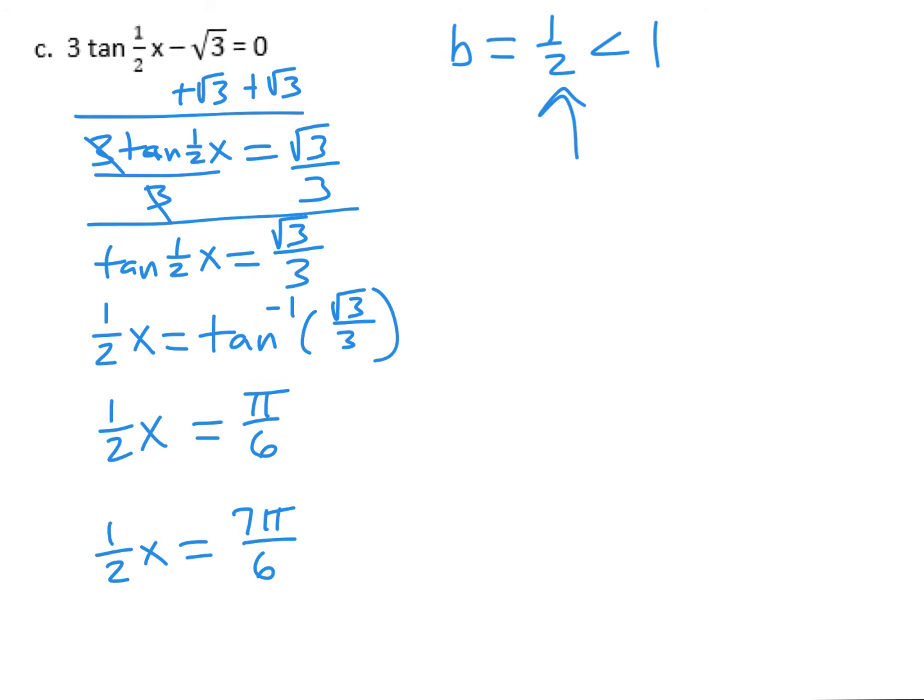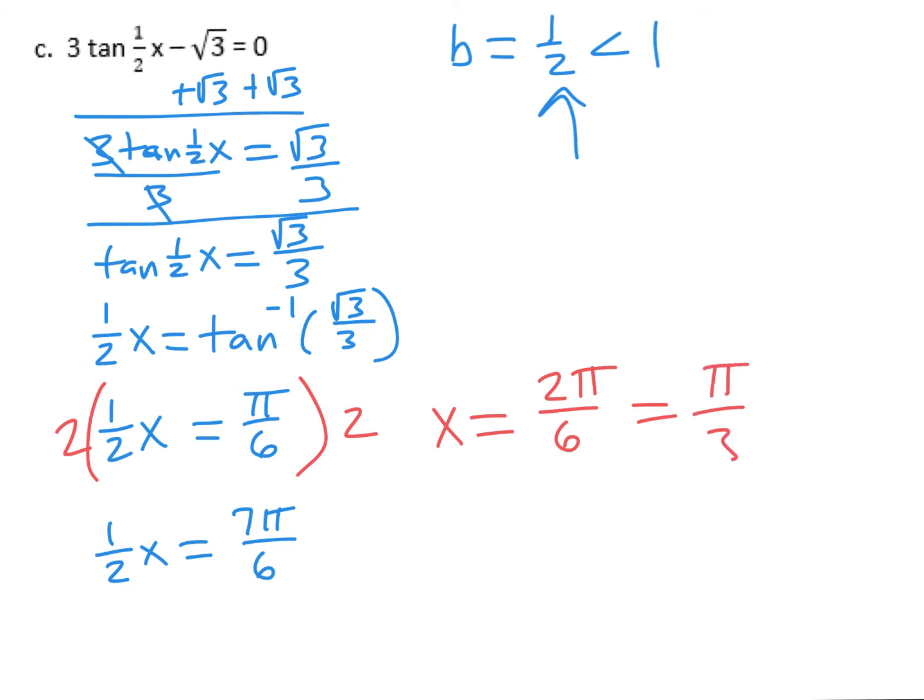is we're going to multiply by 2. Basically, you're just getting to the point where you have to address getting rid of this 1/2. So I'll multiply that by 2, that by 2, and I get x equals 2 pi over 6. 2 pi over 6 is pi over 3. That's an answer right there.